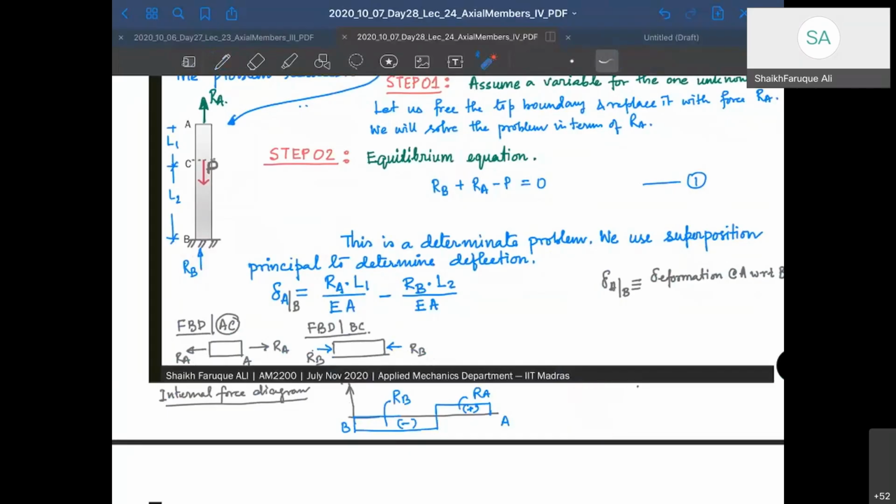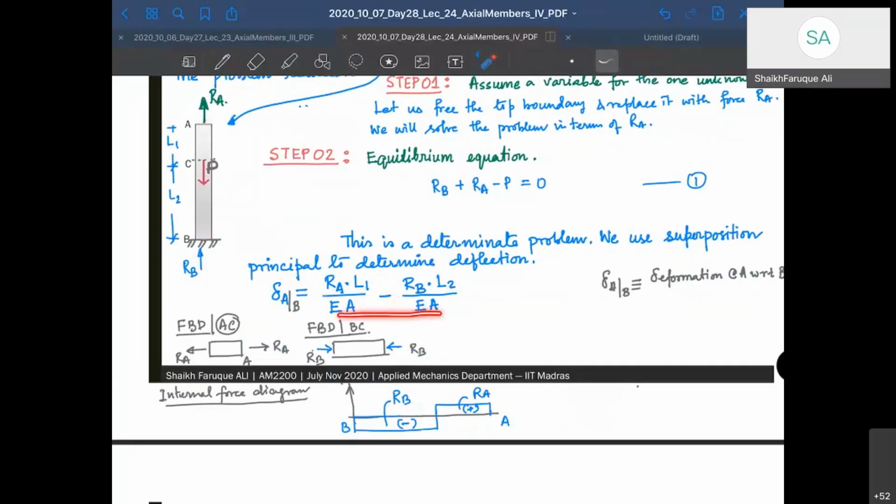Okay, what is my Ni here? One portion has Ra, the other portion has Rb, right? And Rb is compressive, so that's going to be negative. So Ra L1 by EA minus Rb L2 by EA. That's going to be your delta A at A given delta B at B0. Okay, so that's how you find it.